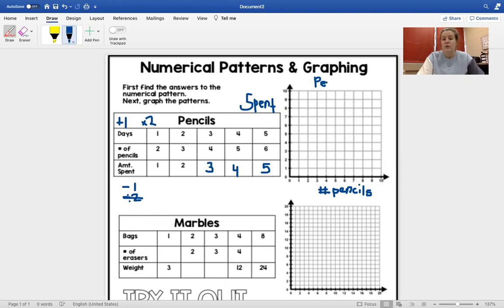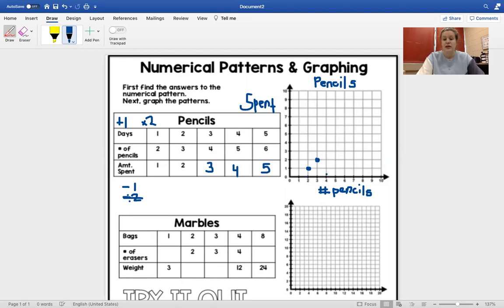And then if we're looking for ordered pairs, if you look in our chart, we know that our x coordinate comes first, which means that our number of pencils are going to be our x coordinate, and then our amount spent is our y coordinate. So our first ordered pair would be (2, 1), which means we start at the origin, we move to the right along the x-axis 2 spaces, and then we move up along the y-axis 1 space, and we plot our point at (2, 1). Then we have (3, 2), so we move over 3, and then we jump up 2.